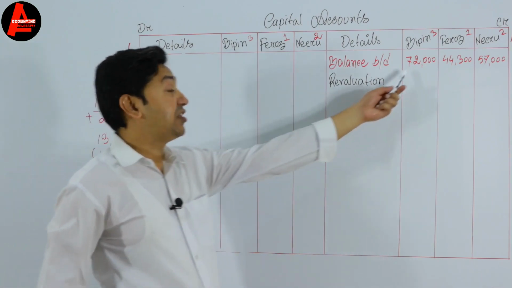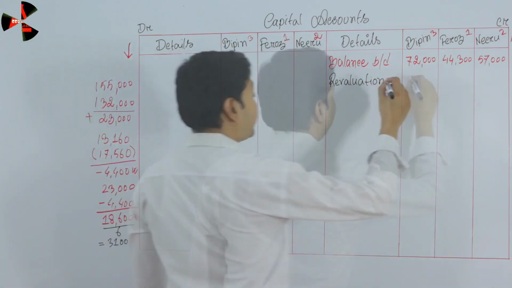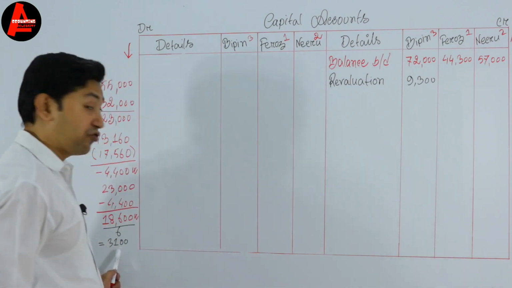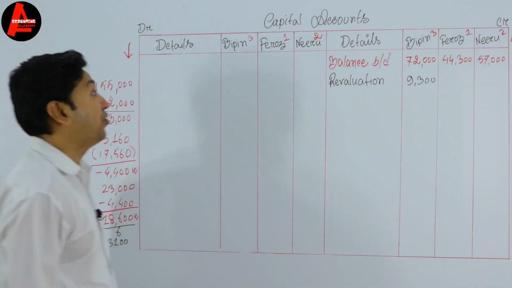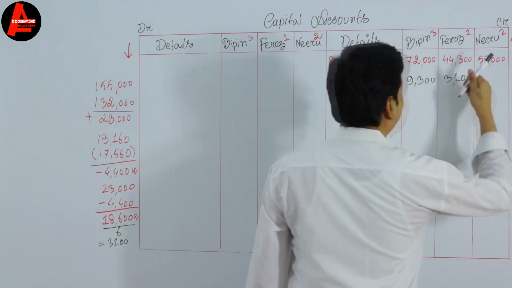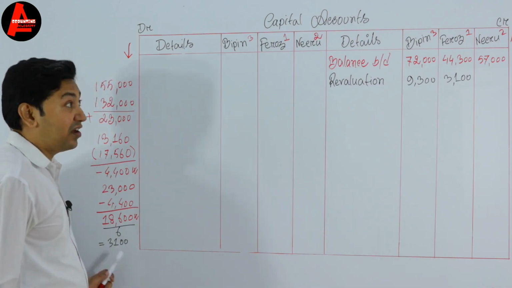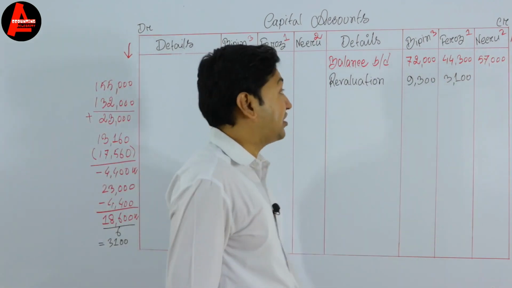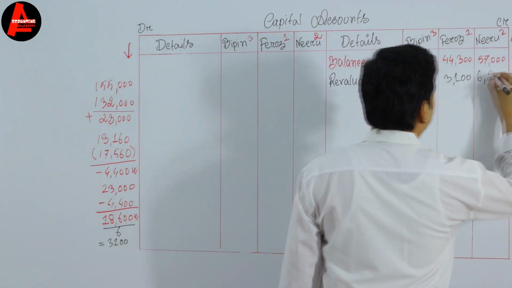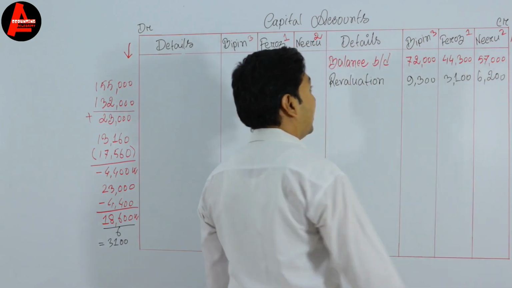So Bipin has 3 shares. So 3,100 times 3 equals here $9,300. Okay, Feroz has 1 share. So 3,100 times 1. So it is the same, $3,100. Okay, for Nero it is $3,100 times 2, because his share is 2 here. So here it will be $6,200. Okay, so we finished the first adjustment.